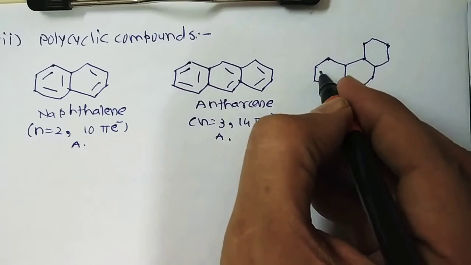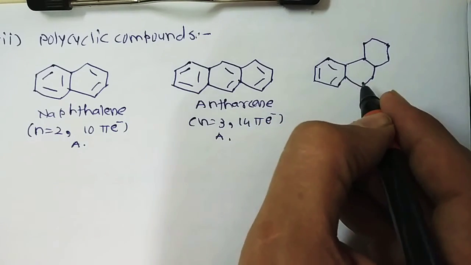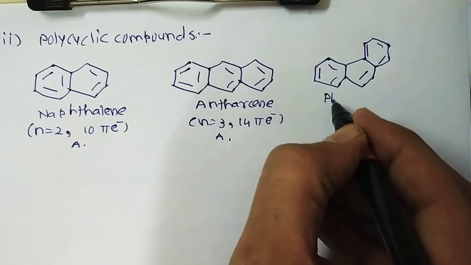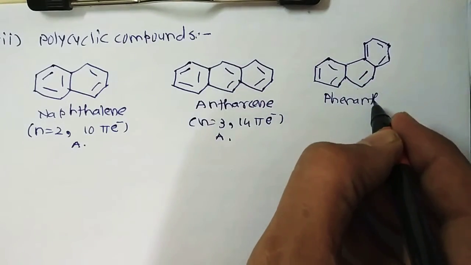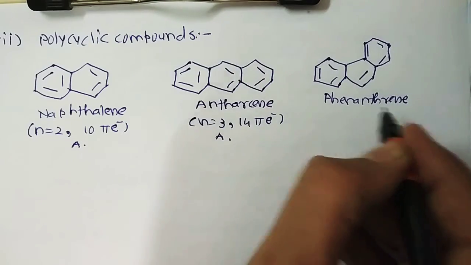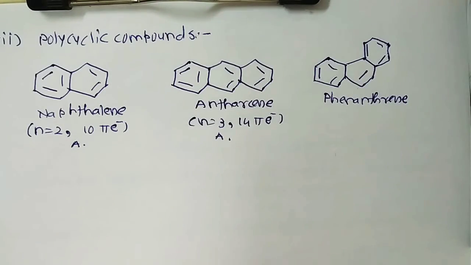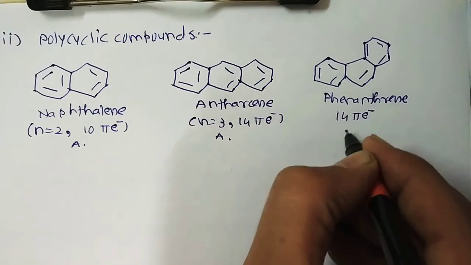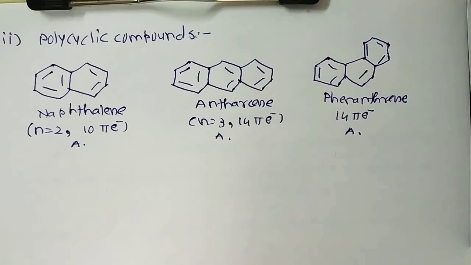Clear? Fine. So in this case, the name of this compound is phenanthrene. So cyclic in nature, yes. Planar in nature, yes. Completely conjugated, yes. And how many electrons? It is 14 pi electrons due to 3 rings. So it is aromatic in nature. So they all are aromatic in nature.